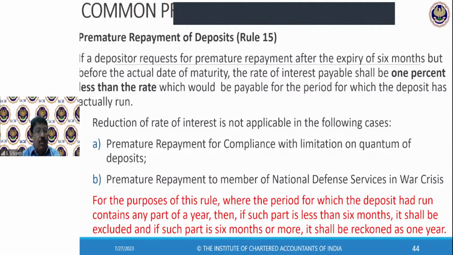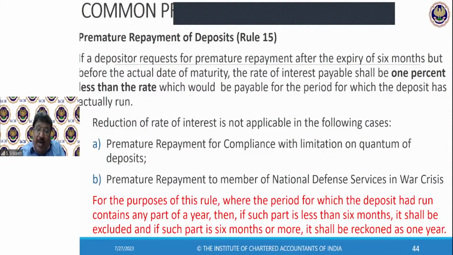Whatever it is, when that happened, they had to prematurely repay because most of them were having 4 times, 5 times and all. So they called the depositors and repaid the amount to them. Whenever you are doing it in compliance with the limitation on quantum of deposits, then you have to pay the full rate of interest. And the second case: premature repayment to a member of the national defense services in a war crisis. So he is a soldier. He has deposited with you. There is a war and he wants his money very fast. Chalo, give it. Interest cannot be reduced.